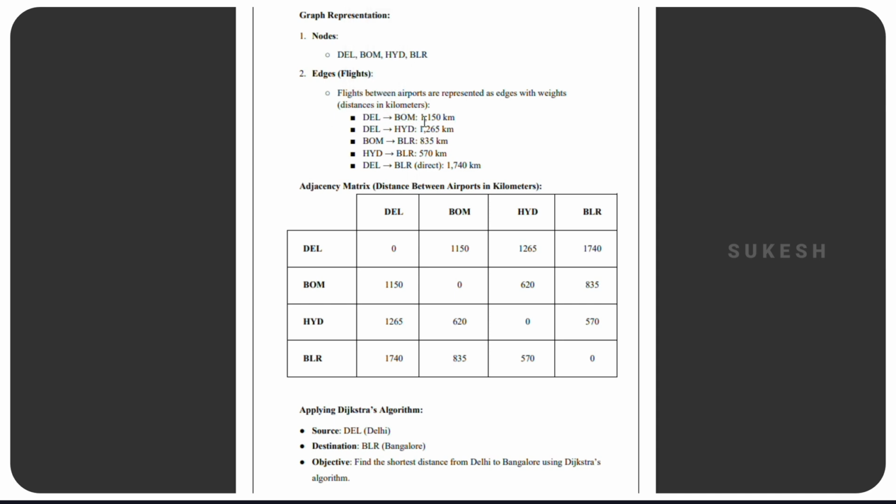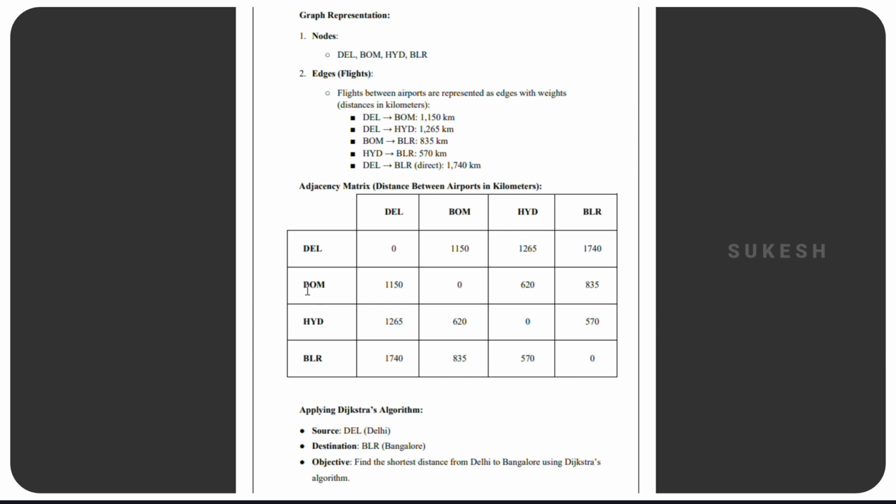Here we have Delhi to Bombay 1150 km, Delhi to Hyderabad 1265 km, Bombay to Bangalore 835 km, and so on. Here is the adjacency matrix representation between airports in kilometers. Here we have 0 since Delhi to Delhi is the same place, so there is no distance. Likewise Bombay, Hyderabad and Bangalore.